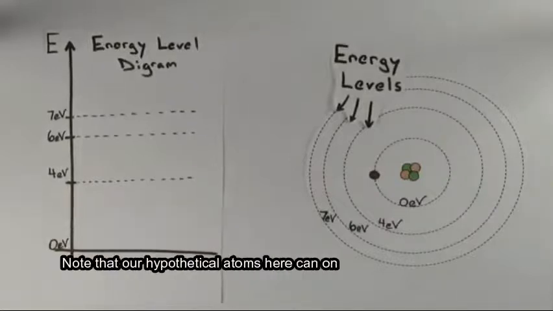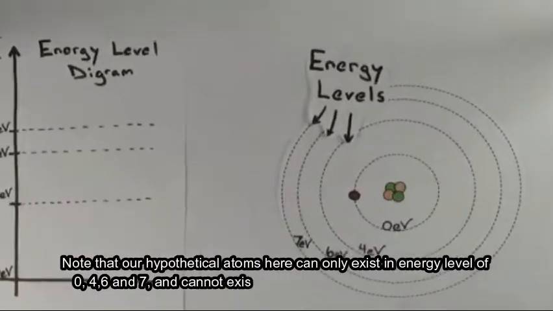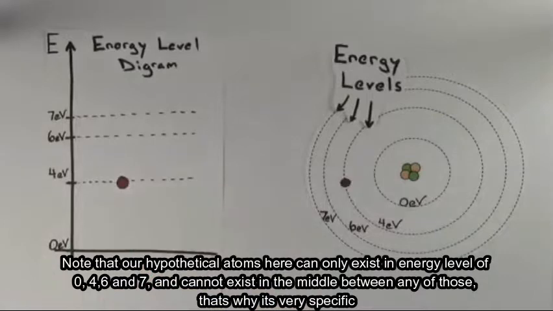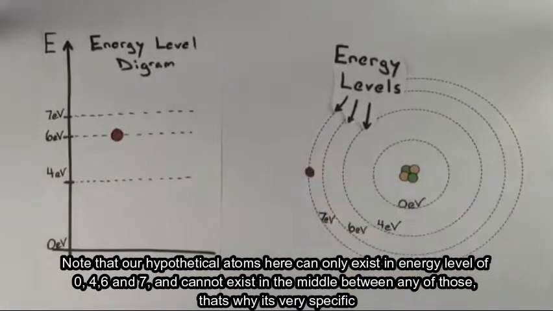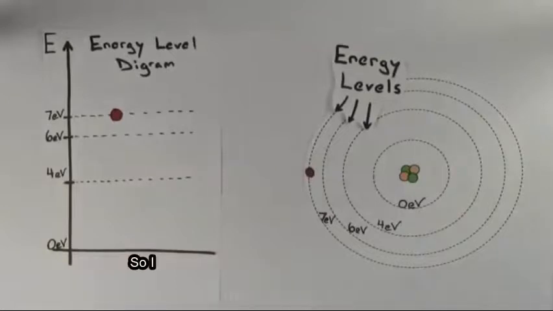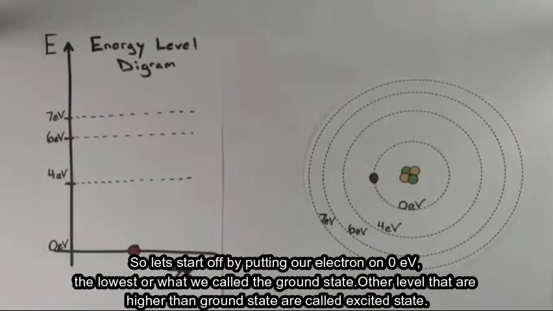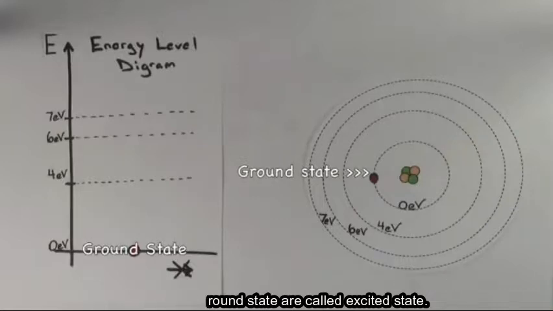Note that our hypothetical electrons here can only exist in energy levels of 0, 4, 6, and 7 eV and cannot exist in the middle between any of those. That's why it's very specific. So let's start off by putting our electron at 0 eV, the lowest level, what we call the ground state. Other levels that are higher than the ground state are called excited states.